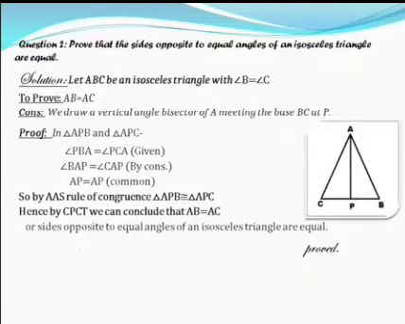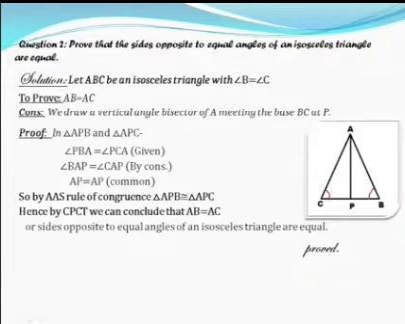The statement of this question says, prove that the sides opposite to equal angles of an isosceles triangle are equal. This is also a very important theorem. This property of isosceles triangles is very commonly used in solving questions. For this solution, we need to take a construction. Firstly, we have been given that angle B is equal to angle C. This means that this angle is equal to this angle of the triangle ABC.